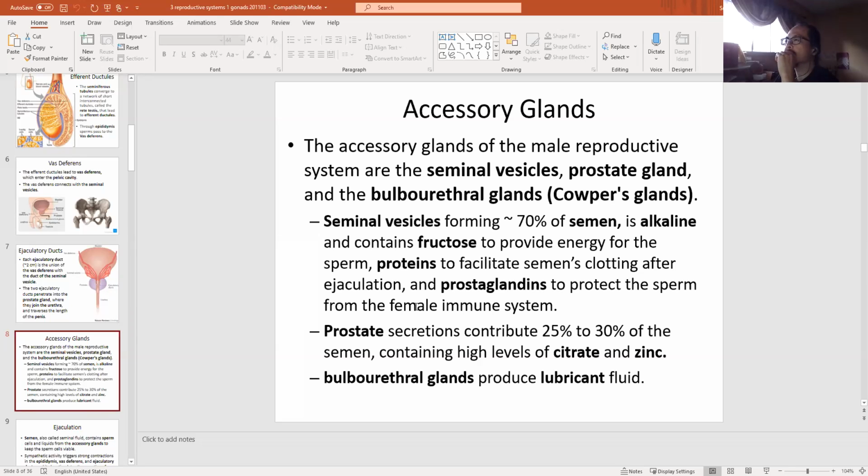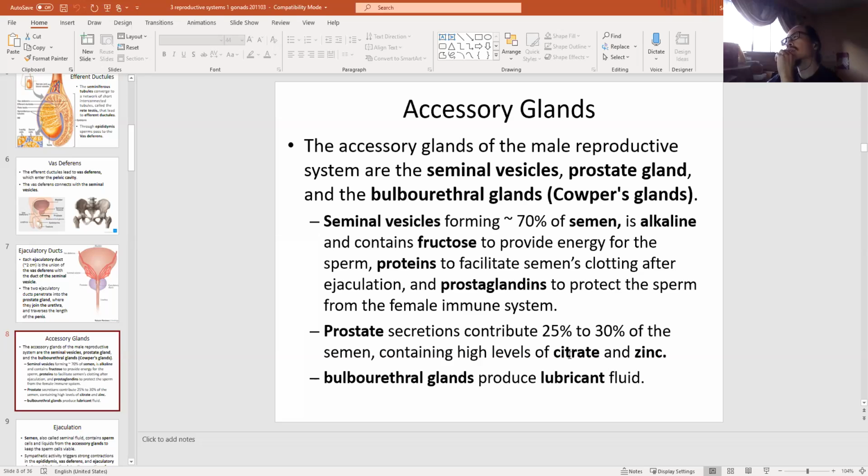All right, so that's that. And then the prostate secretes another important component, including the citrate and the zinc. These are very important to maintain the viability of the sperm. Then the bulbourethral glands produce the lubricant fluid.